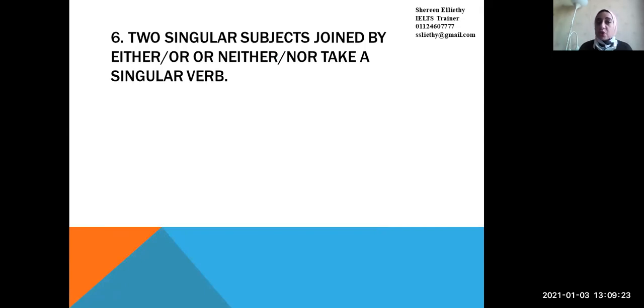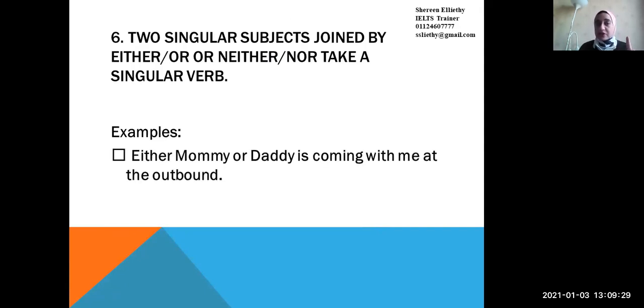Two singular subjects joined by either...or or neither...nor take a singular verb. Remember, two singular subjects, for example, mommy and daddy, and they are joined with either...or or neither...nor, they need a singular verb. Let's look here. Either mommy or daddy is coming with me at the outbound. So any of them is coming.